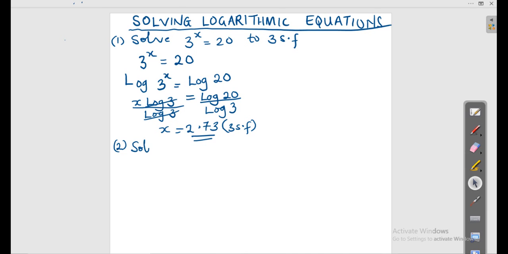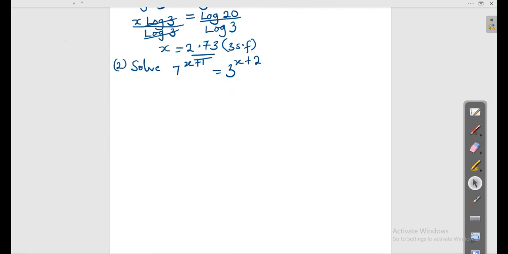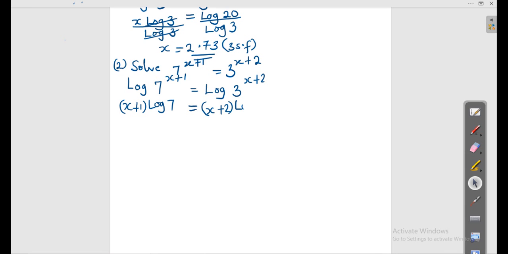Which says we should solve 7 to the power of x plus 1 equals 3 to the power of x plus 2. Now here the bases are not the same, so we do the same process by adding log to both sides. Log 7 raised to the power x plus 1 equals log 3 raised to the power x plus 2. So this gives us x plus 1 log 7 equals x plus 2 log 3.